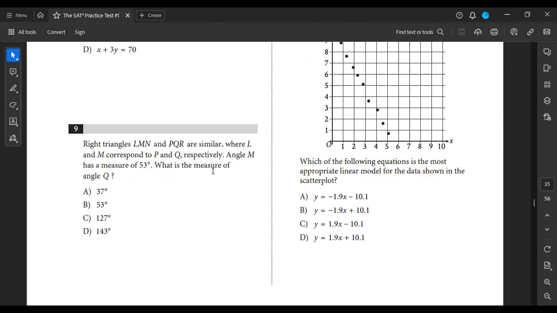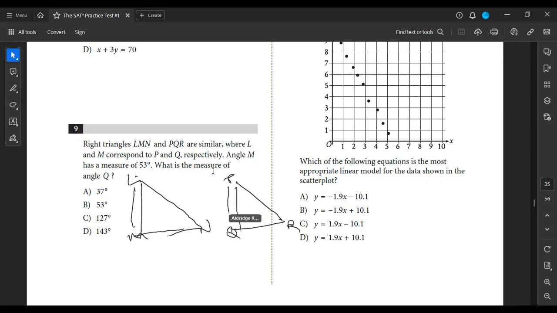All right, so we have right triangles LMN and PQR, and they're similar. So if they're similar, L corresponds to M. Okay, great. Let's do it like this: LMN and PQR. They're similar, so I'm going to follow the same order, respectively. So L and M correspond to P and Q.